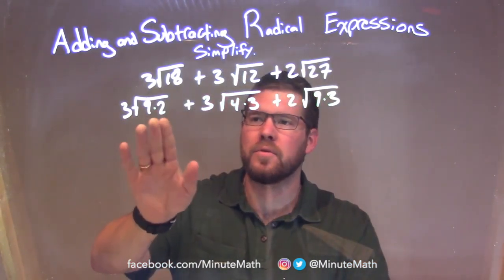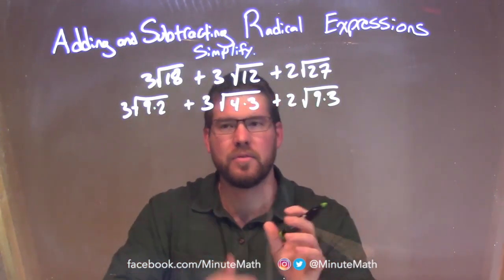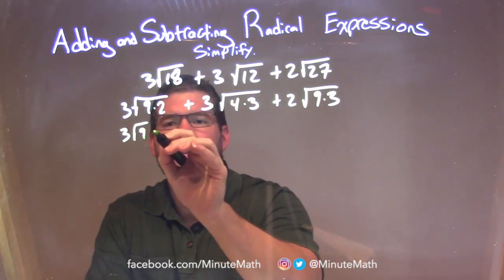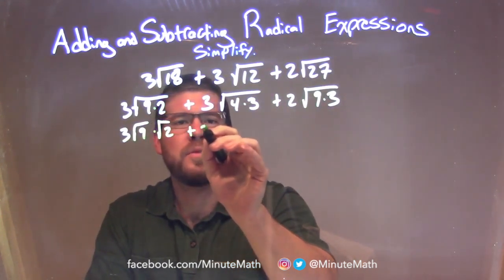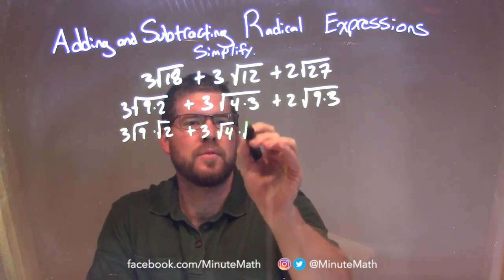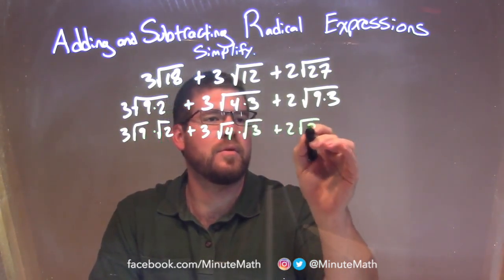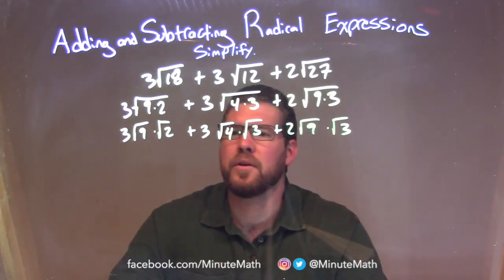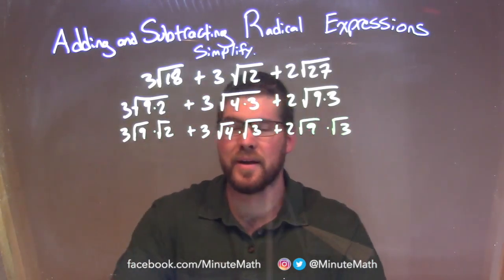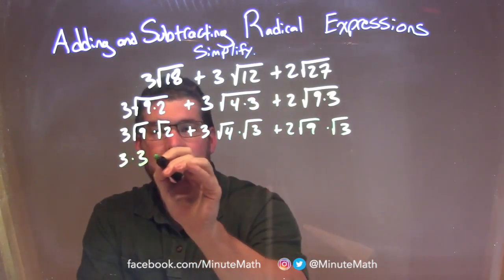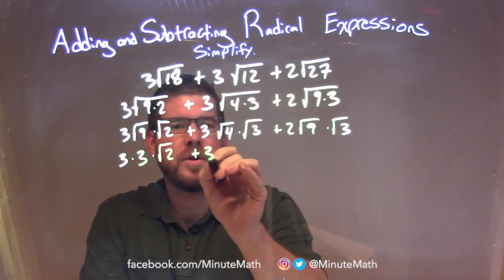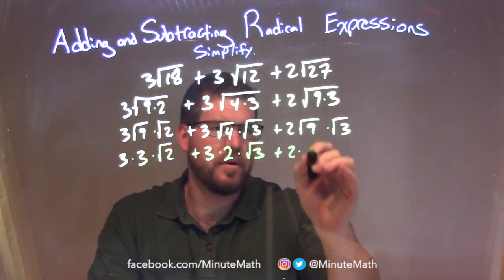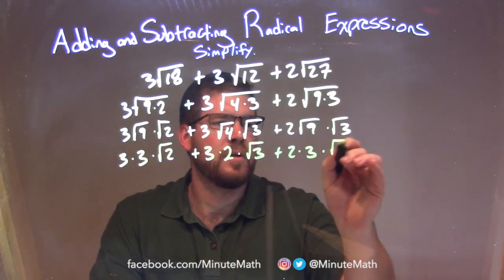Now I can separate the square roots with multiplication into 2 different square roots that are multiplied. So we have 3 times the square root of 9 times the square root of 2, plus 3 times the square root of 4 times the square root of 3, plus 2 times the square root of 9 times the square root of 3. So now from here, we're going to simplify a little bit. The square root of 9 becomes 3, so we have 3 times the square root of 2, plus 3 times the square root of 4 being 2 and the square root of 3, plus 2 times the square root of 9, which is 3, times the square root of 3.